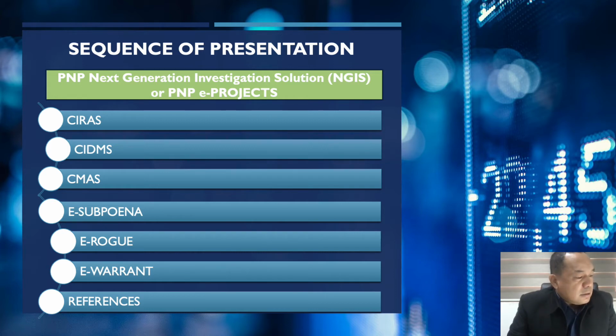Next is the PNP eSubpoena. Another is the eRogue. And next is the eWarrant. And the last is the references used in coming up with this report.